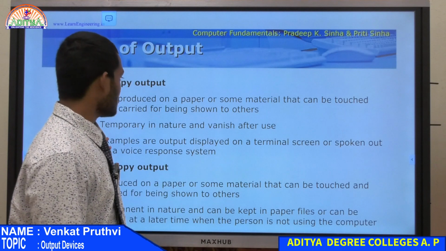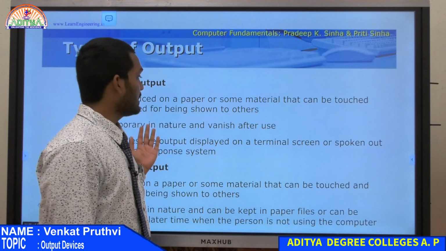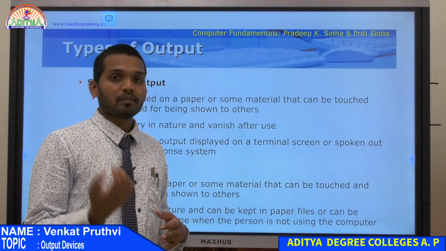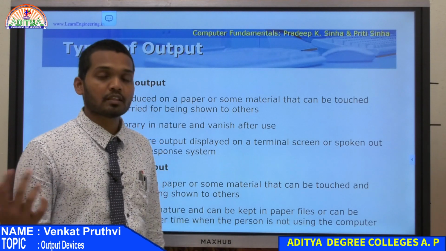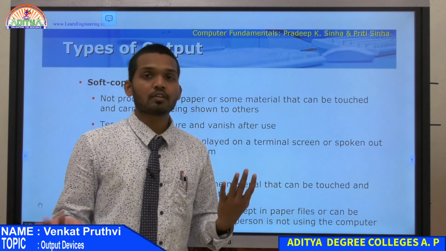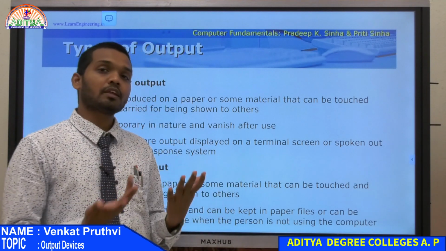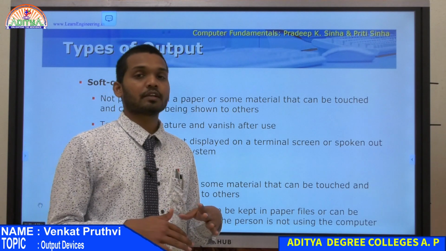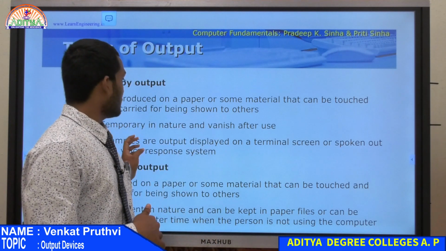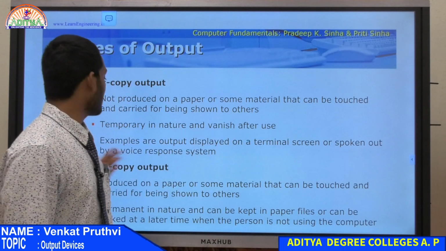So whatever output is not permanent in nature and vanishes after use, such as when you connect your monitor to the CPU and power is supplied to the monitor and the CPU, then you will be able to see output on the monitor. When your CPU is turned off, even if you have the power supply, you won't be able to see anything on the monitor. That means the output that you are getting is all based upon the CPU that is connected to your monitor. In the same way, soft copy output is temporary in nature, and examples are output displayed on a terminal screen or spoken out by a voice response system.